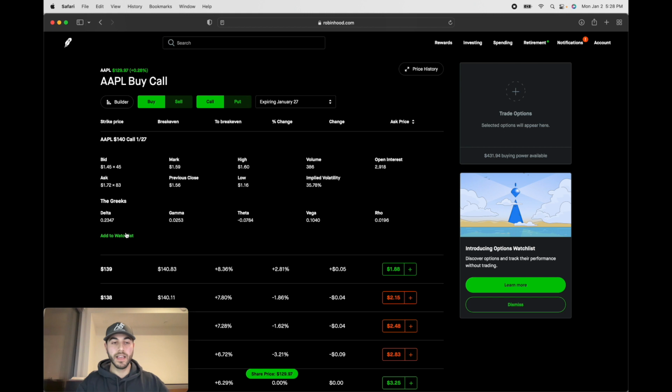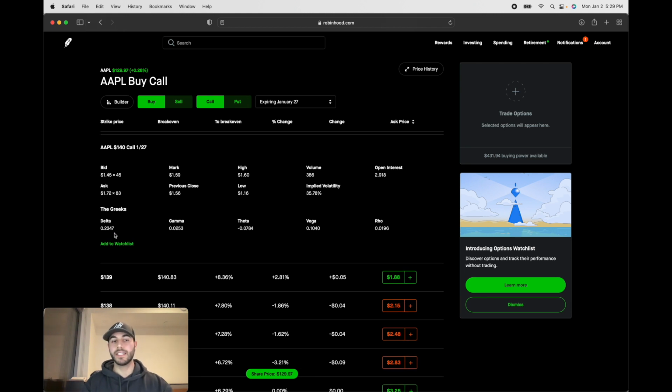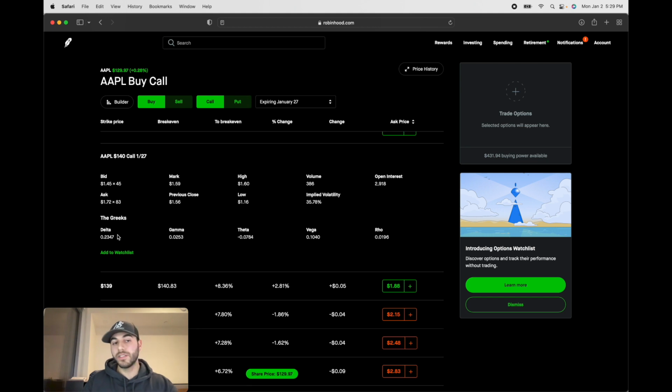So back to the Greeks. We have delta, which is going to be how much you're going to make or lose per dollar that the stock goes up or down. Gamma is for every second dollar. So if a stock goes up $1, so say Apple, we bought this 140 strike and we are trying to figure out how much are we going to make if Apple goes up by just $1. We will make $23 or $24, give or take, because we multiply this number by 100.